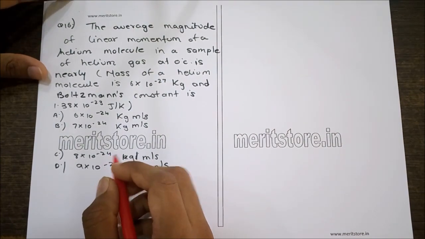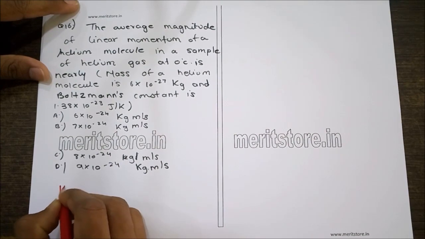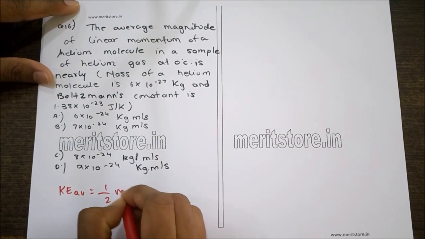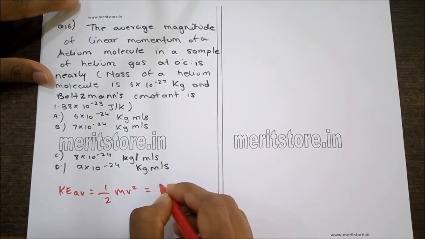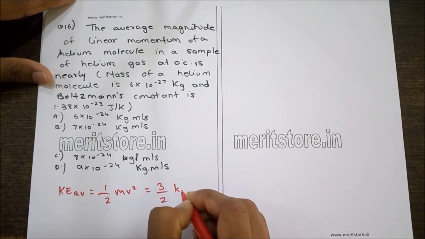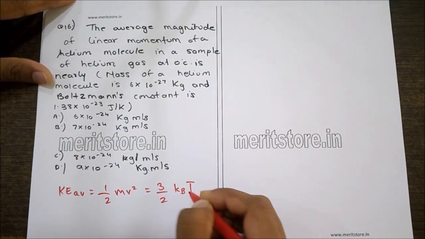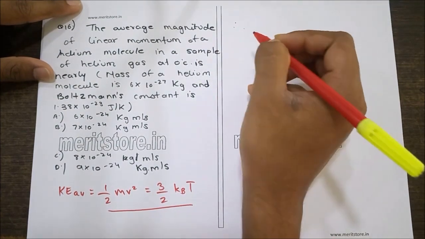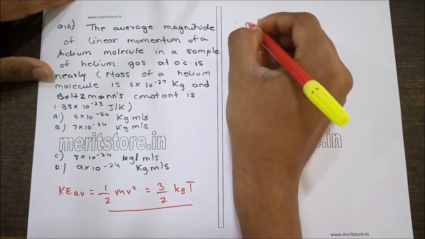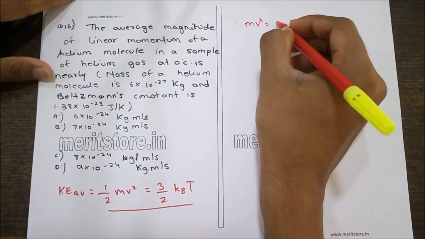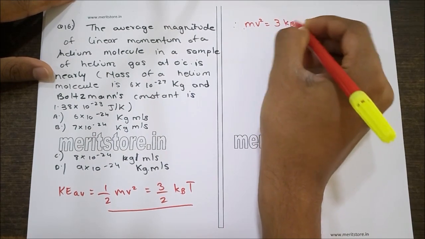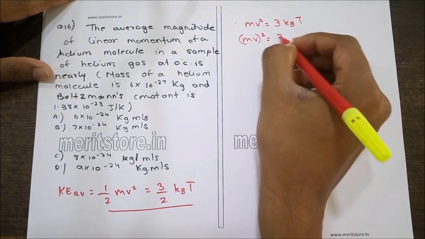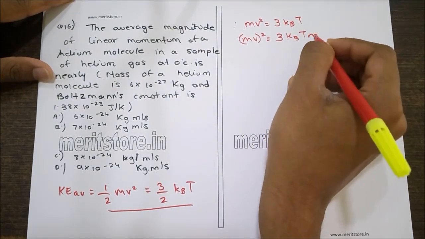Now, the average kinetic energy is given as half mv square, which can also be given by 3 by 2 times kBT, where kB is the Boltzmann's constant and T is the temperature. So equating these two relations, we get mv square is equal to 3 times kB into T. Multiplying both sides by m, we get m squared v squared is equal to 3 times kB into T m.